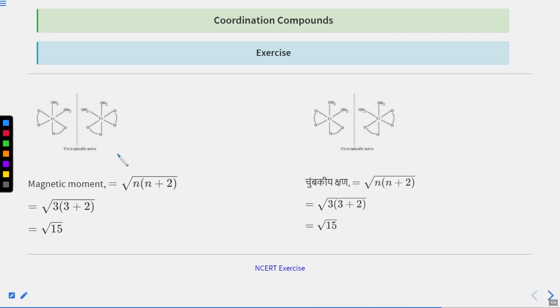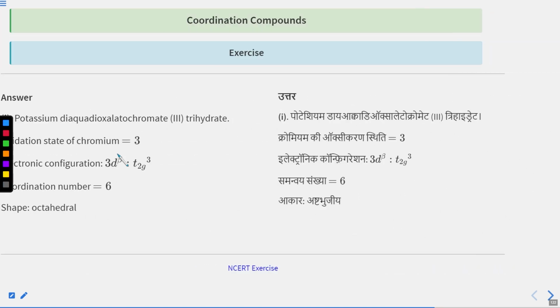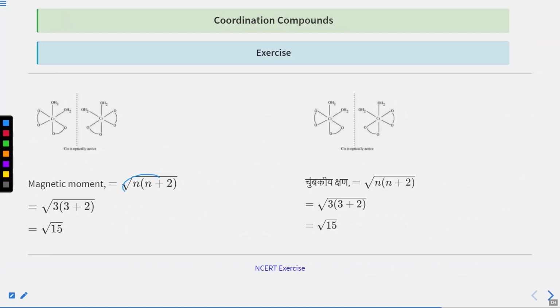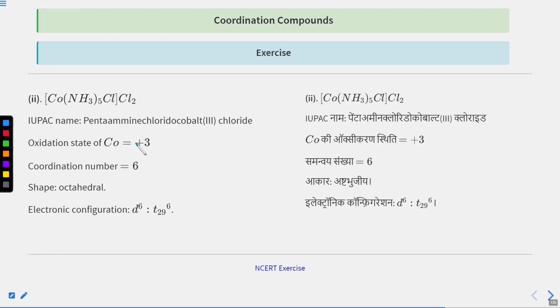Further, we also have to calculate the magnetic moment. Since 3 unpaired electrons are present, we will take the formula root of n into n plus 2. We put 3 and we get 15. Next we have, so you can just check this out.